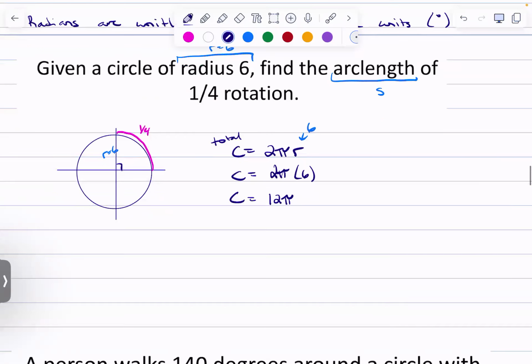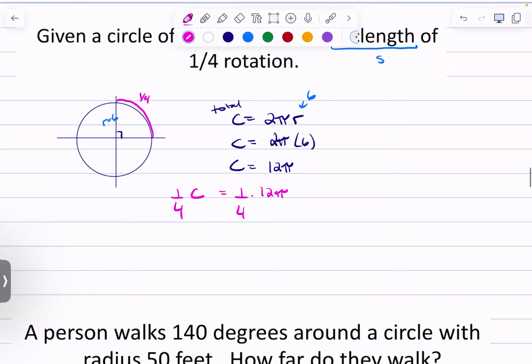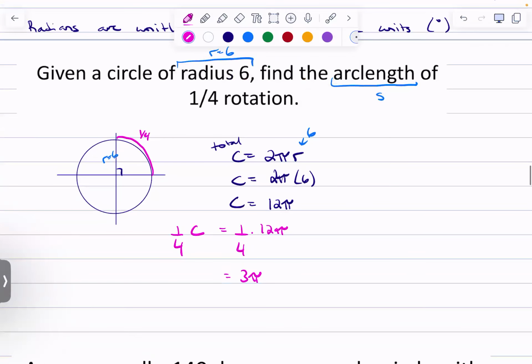So now a quarter rotation is a quarter times 12 pi, which puts me at 3 pi. That's this arc length.